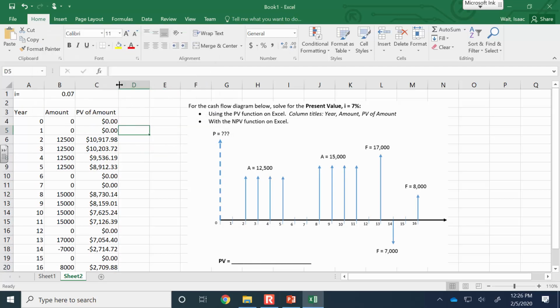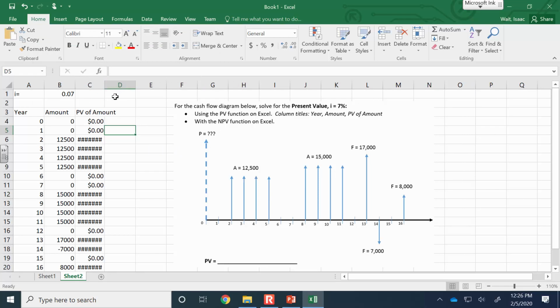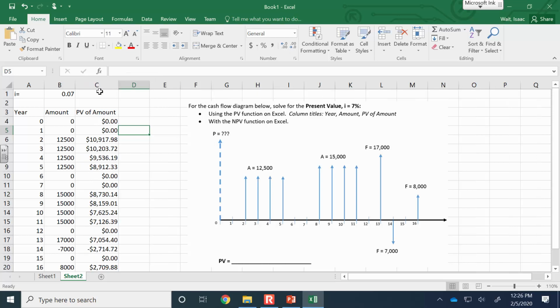If the column is too narrow, you start getting all those pound signs. That's an issue. So if you just double click, it'll make it as wide as it needs to be for whatever's the widest thing in that column.